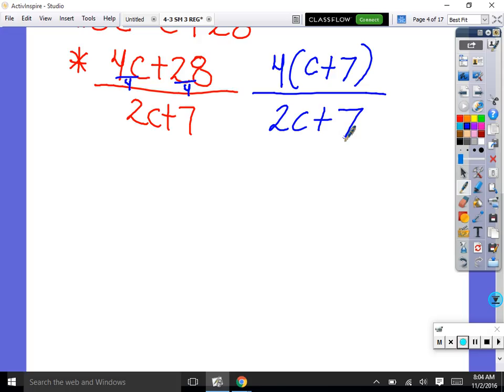No, we can't. We have a 4 on top. Can we divide it with that too? No, it's connected to plus 7, right? Everybody? Okay, so we can't simplify. We have c plus 7 on top. Do we have a c plus 7 on bottom? No, we have 2c plus 7 on bottom. So we can't divide anything out. Does everybody understand? Okay.